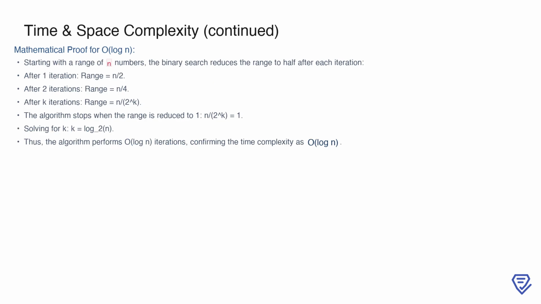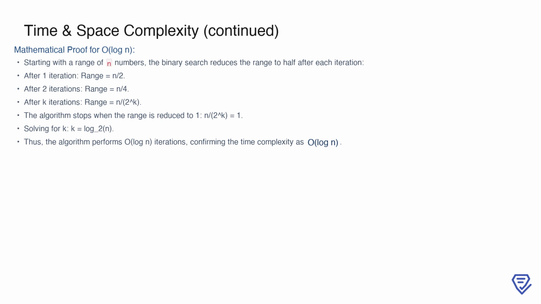To mathematically prove the O(log n) time complexity, consider how the binary search reduces the range of numbers. Initially, the range is n. After one iteration, the range is halved to n/2. After two iterations, it is n/4, and after k iterations, the range becomes n/2^k. The process stops when the range reduces to 1, which gives the equation n/2^k equals 1. Solving for k, we find that k equals log_2 n.